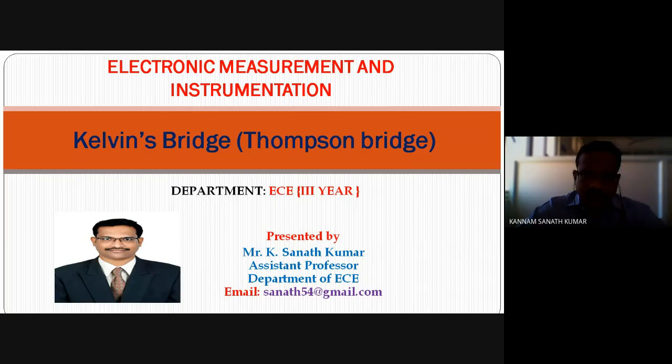That is the null position, and we can say the bridge is in balanced condition. Based on that balanced condition, R2 by R4 equals R3, R1 by R3, and you can find the unknown resistance. So that is the Wheatstone bridge.